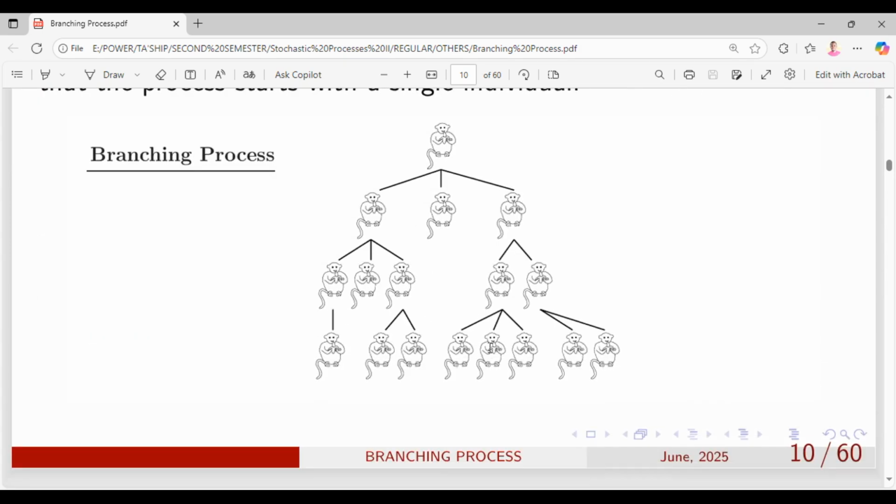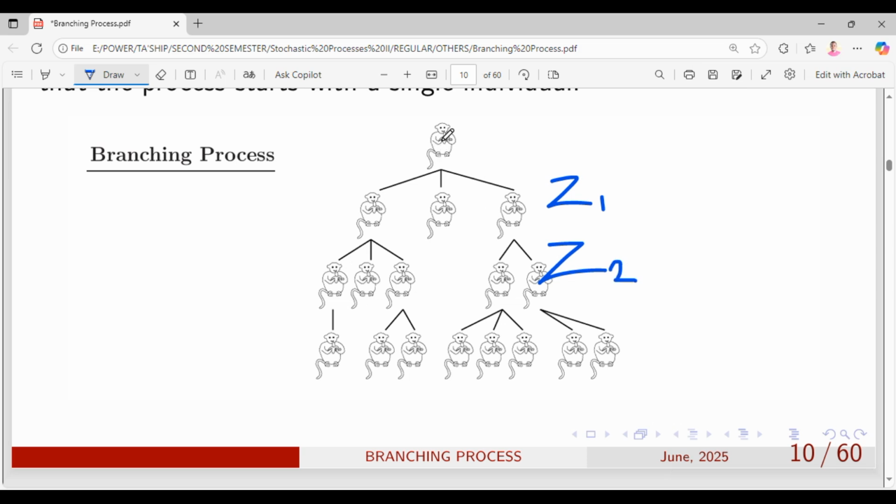Let's look at how the branching process works. You see, the process begins with one individual. The first person gave birth to 3 offspring. So this is Z1. Whatever you see here is Z1. And this is Z2. You realize that this is Z2.